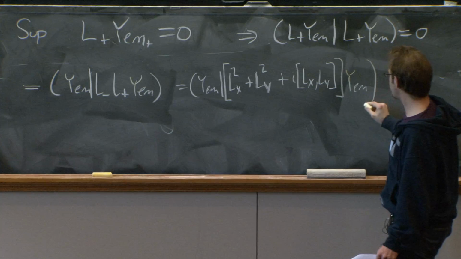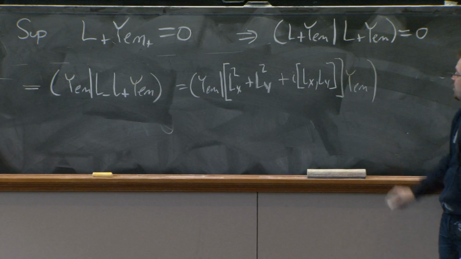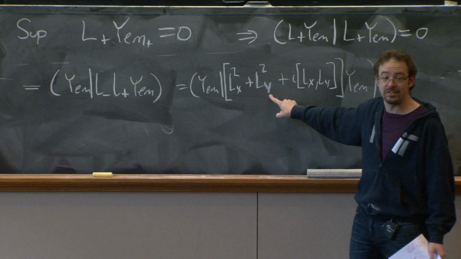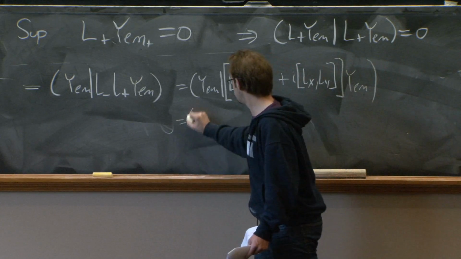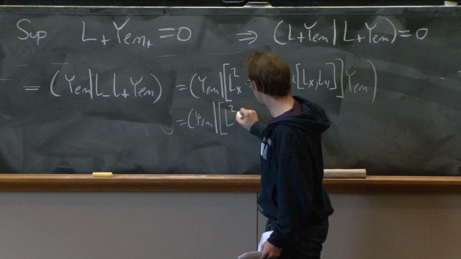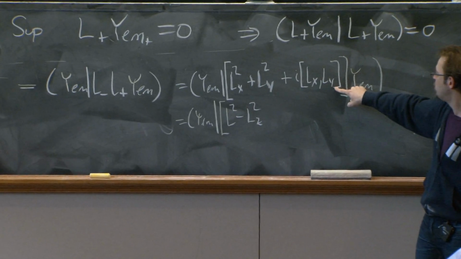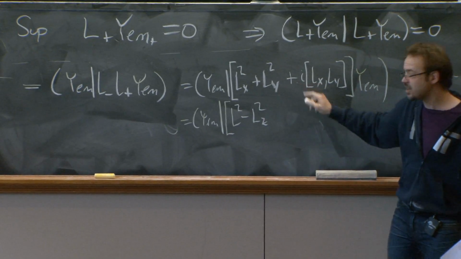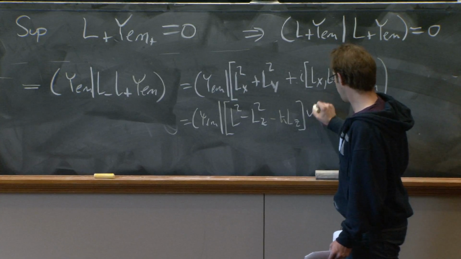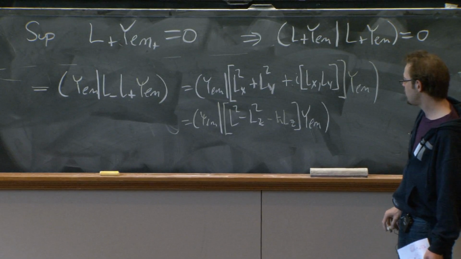But it's still not progress, because the natural operators with which to act on the YLMs are L squared and LZ. So can we put this in the form L squared and LZ? Sure. This is L squared minus LZ squared, and this is I h bar LZ. Times I is minus h bar LZ, so minus h bar LZ. And this must be equal to 0.